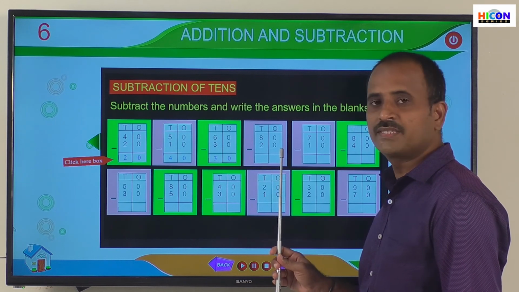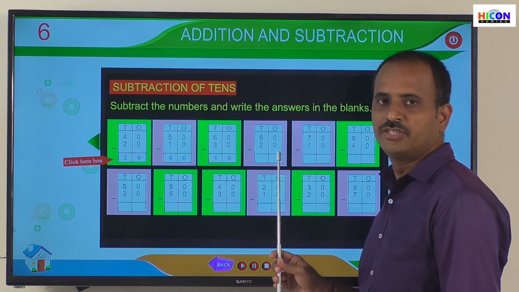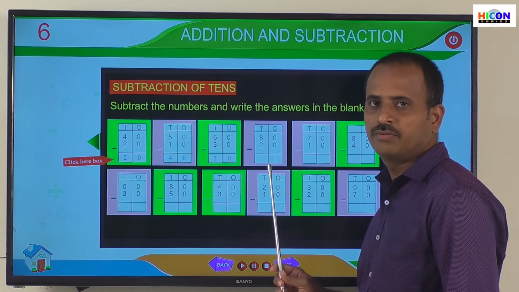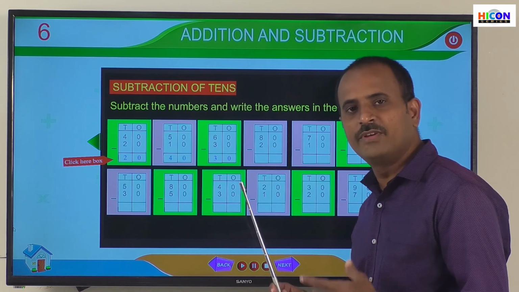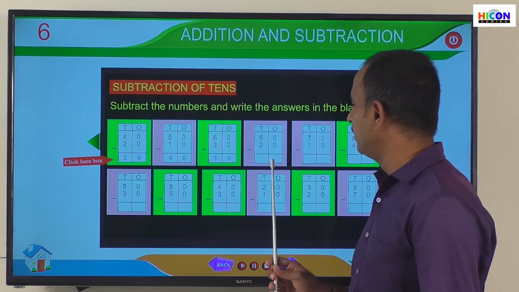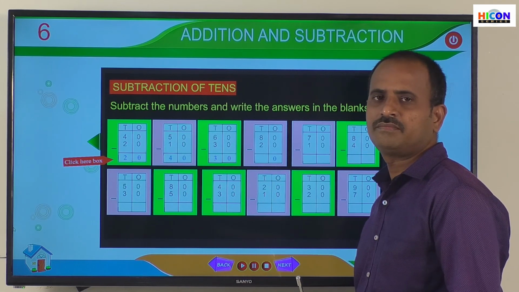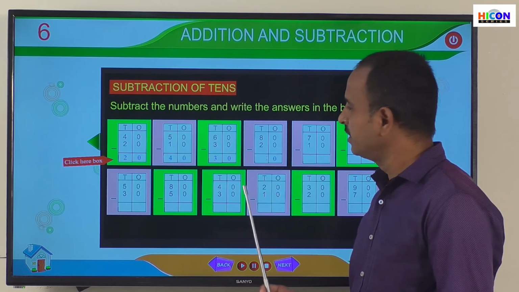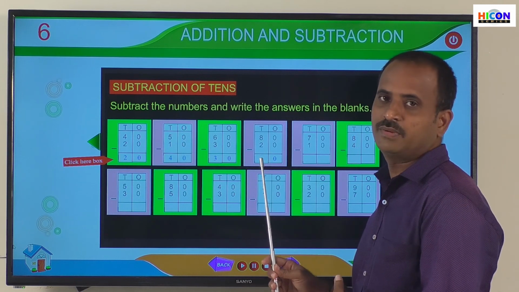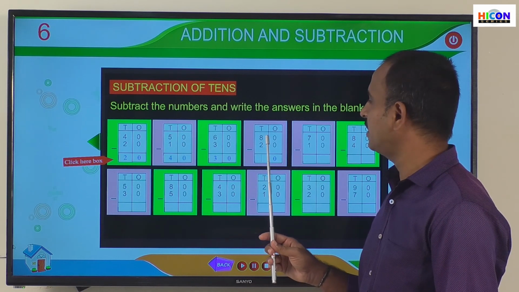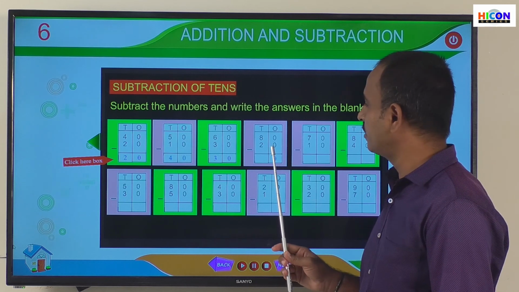So what are the digits present in the ones place? 0 and 0. That is 0 minus 0. So 0 minus 0, again we will get 0. So write 0 under ones place. So next go to tens place. Subtract the digits present in the tens place. What are the digits in the tens place? 8 and 2.